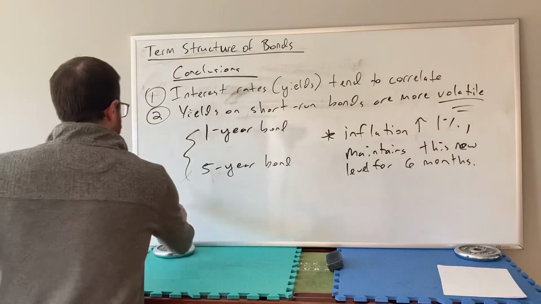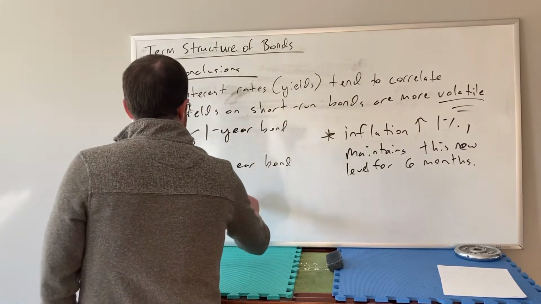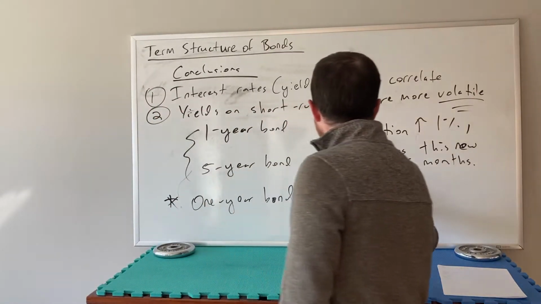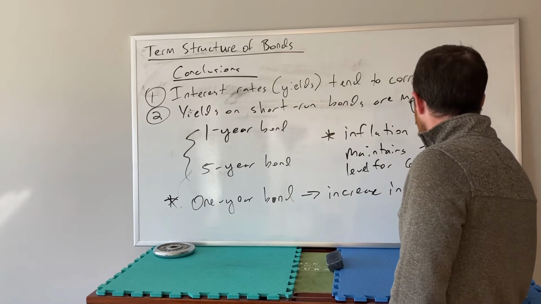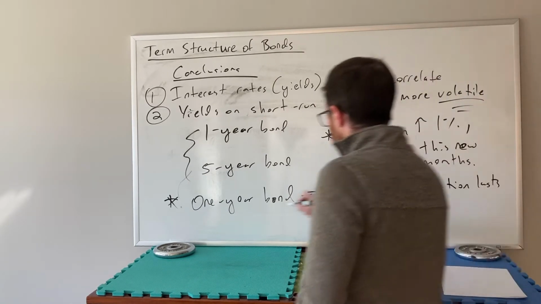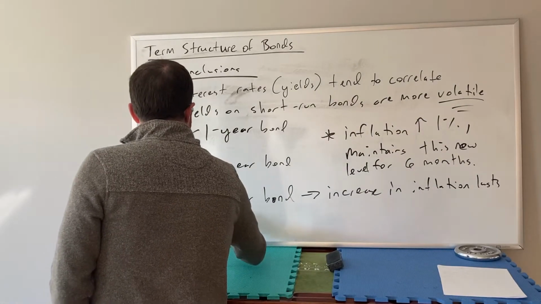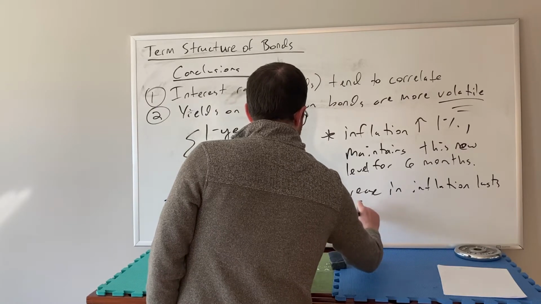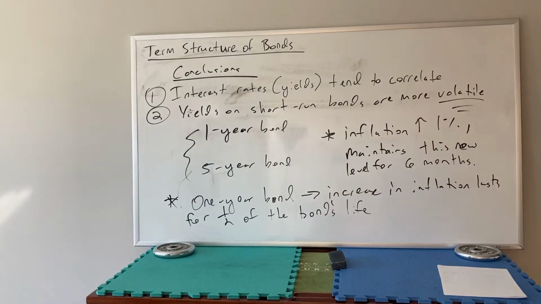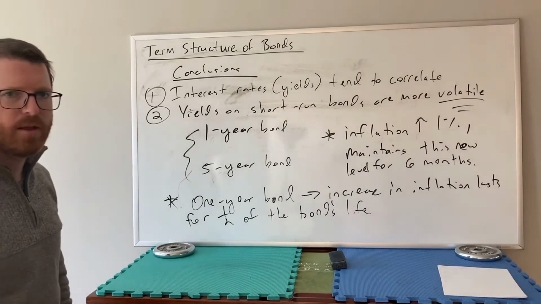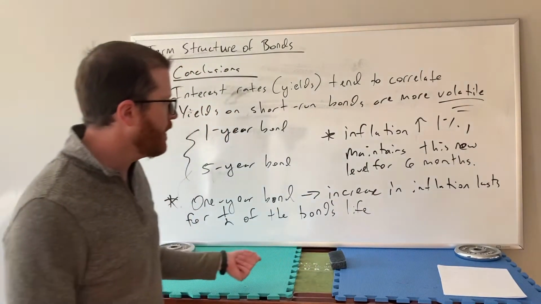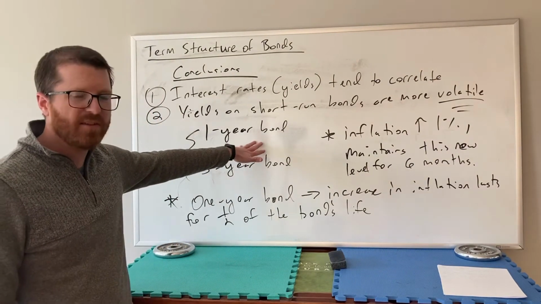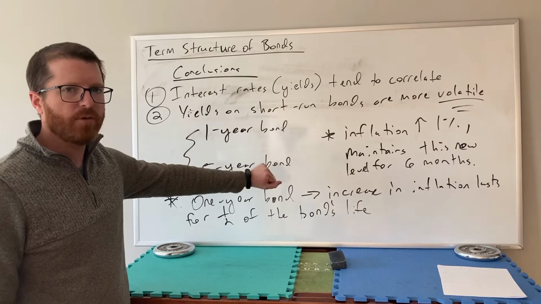The reason being that for the 1-year bond, the increase in inflation lasts for half of the life of the bond, okay? The increase in inflation lasts for half of the bond's life. So if inflation goes up 1% and it maintains that level for 6 months, for half of the period that this bond existed, the inflation rate was higher, okay?